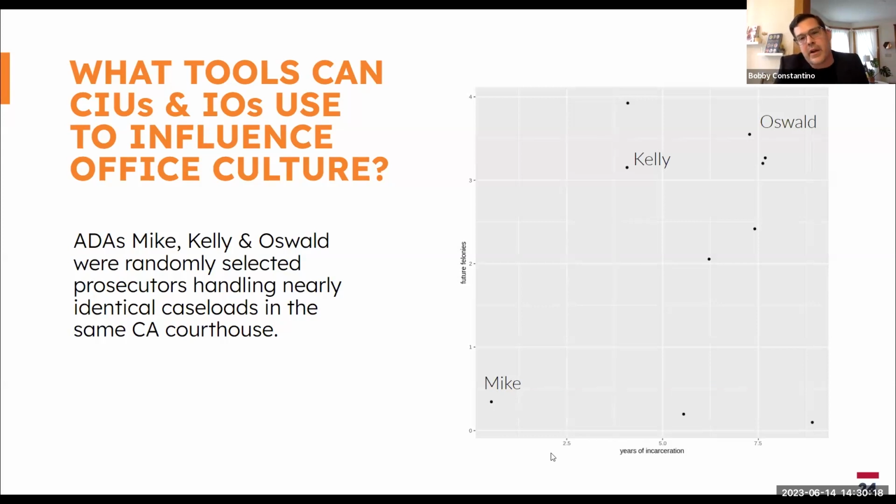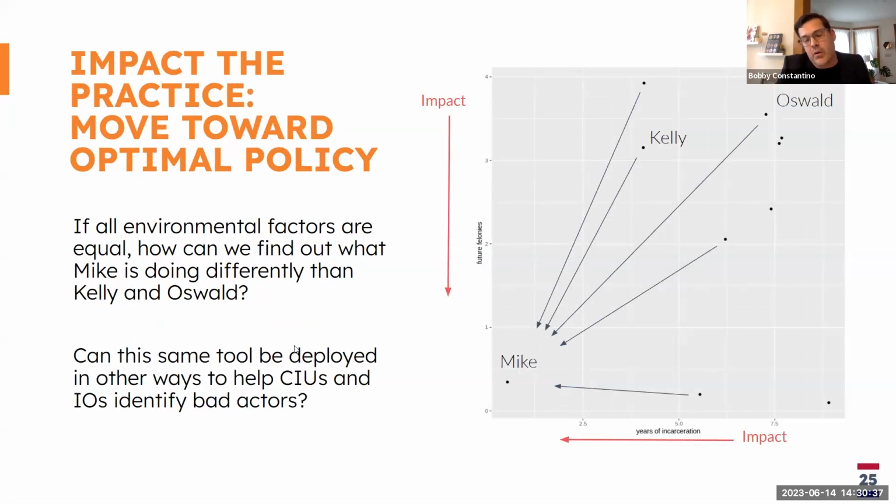And you can see that in the top right quadrant there's an ADA, Oswald, who's way up there in terms of sentence length and future recidivism. And you have Mike down in this bottom left quadrant who's clearly doing something very, very different. And so, Andrew, if you go to the next slide, the idea here is to figure out, as an executive team, what's going on? What is Oswald doing differently from Mike? And in terms of both harm from incarceration and in terms of saved resources and many, many other things, right, including wrongful convictions and so forth, we need to get all of our staff moving to where Mike is.